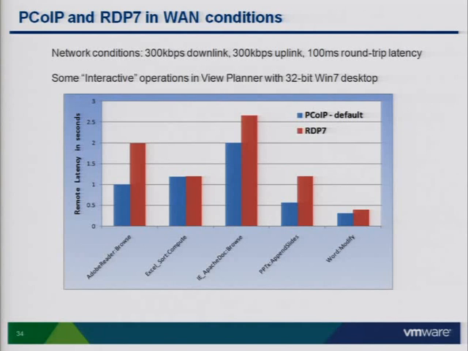If you look at the results, the blue bar shows PCoIP and the red one is RDP 7. Looking at the latency of some operations, such as PDF browse, IE browse, as well as PPT, where you do a full screen refresh, we found that RDP 7 takes about 1 to 1.5 seconds more time to render that particular image. PCoIP, because of its progressive nature, can get you the screen updates much faster than RDP because it employs better compression technologies.